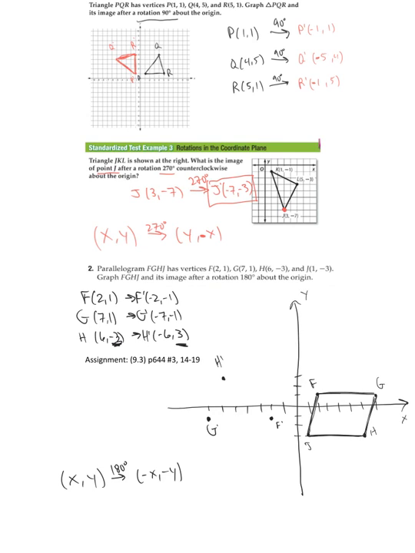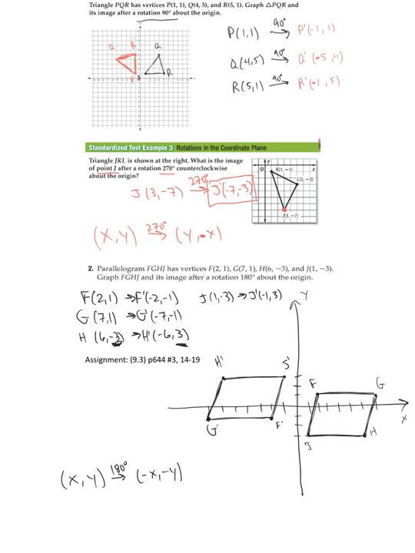And then lastly, J is the point (1, -3). Again, 180-degree rotation. J prime is going to be changing both signs: (-1, 3). And as we can see, this parallelogram is really the same shape. We've only rotated it 180 degrees about the origin.